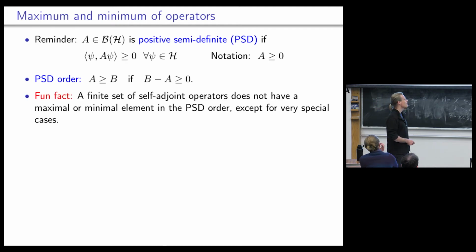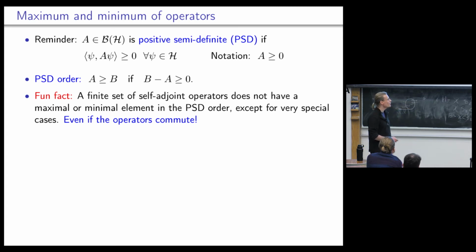But here's a fun fact, which is usually not really emphasized, that if you take a finite set of self-adjoint operators, which are the equivalent of real-valued functions, then it usually does not have a maximal or a minimal element with respect to this positive semi-definite order. If you're a mathematician, then you can say this is not a lattice order. Whereas for functions, you can, of course, always define the maximum and the minimum, except for extremely special cases. And the even more surprising thing maybe is that even if you take all the operators to be diagonal in the same basis, there is still no minimum and maximum.